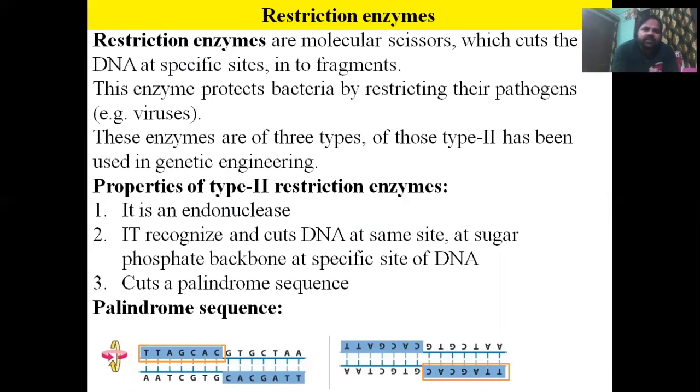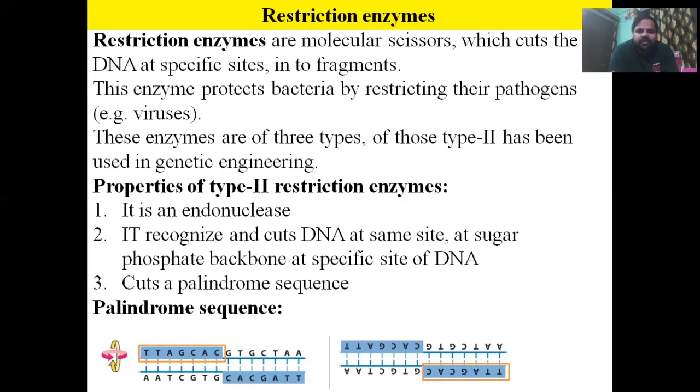As I said before, this is considered the molecular scissor, and it cuts the DNA at specific sites into fragments. Generally, this enzyme is naturally present in bacteria, which protects the bacteria from their pathogens, meaning viruses. When viruses infect the bacteria, it is a kind of defense system that will cut the DNA of the virus into fragments, so that the virus will be neutralized.